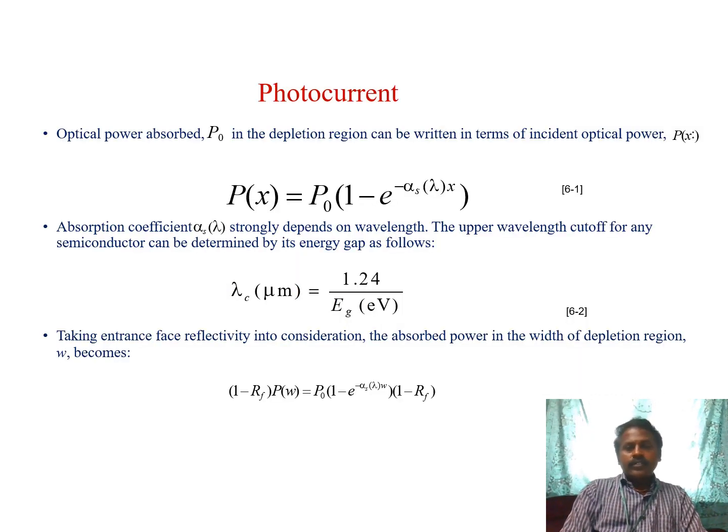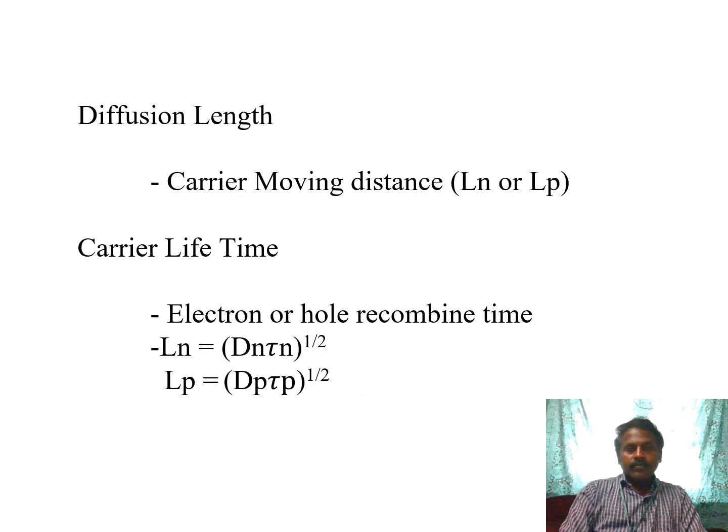Then what is the photocurrent? As already discussed, P of x is equal to P naught into 1 minus e power minus alpha s of lambda into x, where lambda c is equal to 1.24 divided by Eg in electron volt. Taking the entrance face reflectivity Rf into consideration, the absorbed power in the width of the depletion region W becomes P of W equal to P naught into 1 minus e power minus alpha s of lambda into W, into 1 minus Rf. Then the diffusion length represents the carrier moving distance, Ln for electrons and Lp for holes. Carrier lifetimes are the electron or hole recombination times. Ln equals (Dn tau n) whole power 1 by 2. Similarly for holes, Lp equals (Dp tau p) whole power 1 by 2.